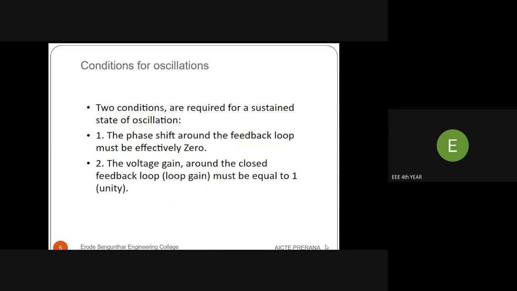Now let us see the condition for oscillation. An amplifier circuit acts as an oscillator if it satisfies two conditions. The first condition is that the total phase shift around the loop is 0 degree or 360 degree. The second condition is that the magnitude of the product of the open loop gain of the amplifier A and the feedback factor beta is unity, that is, modulus of A beta is 1. So the condition for oscillation is total phase shift equal to 0 degree or 360 degree and modulus of A beta equal to 1.